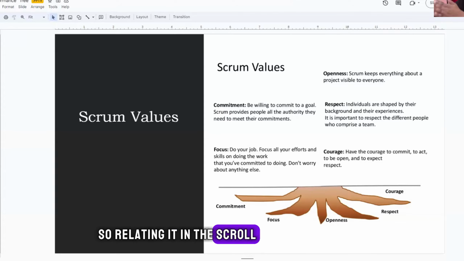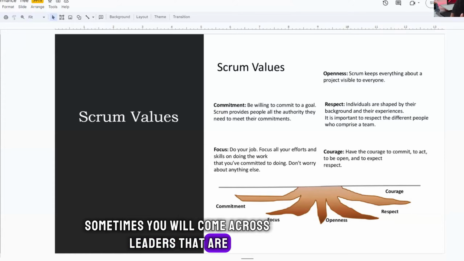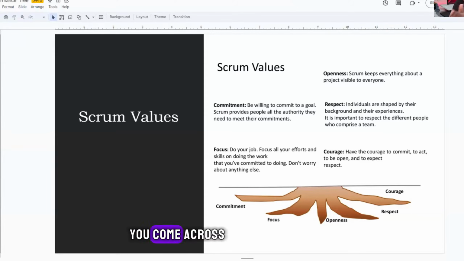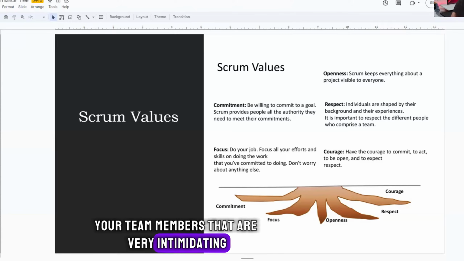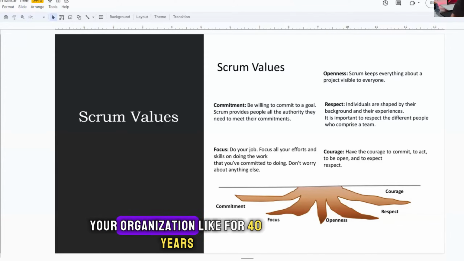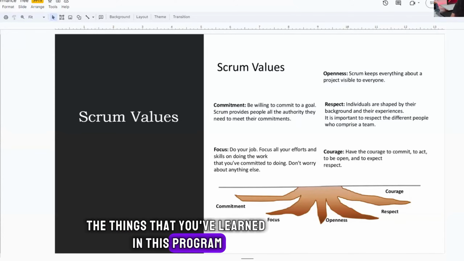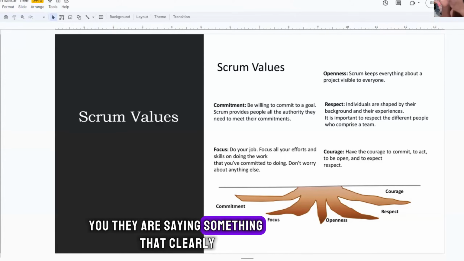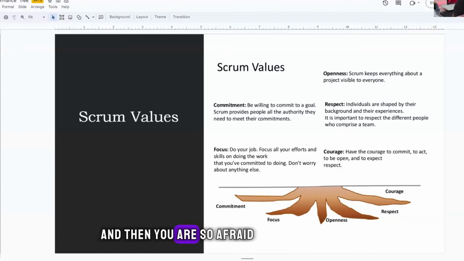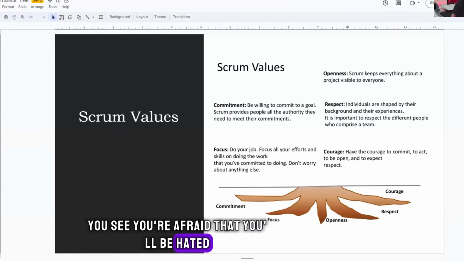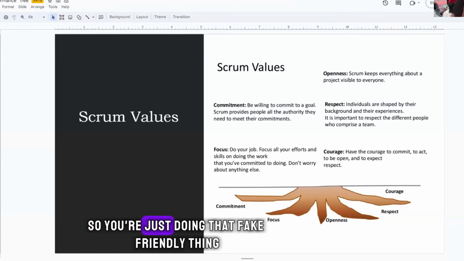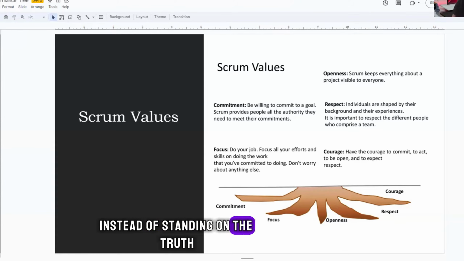So relating it to Scrum, in the real space, sometimes you will come across leaders that are very intimidating. You will come across team members that are very intimidating. Especially some who have been in the organization for 40 years, and you are just a new Scrum Master. All the things that you've learned in this program, they are saying something that clearly you know is not supposed to be so. And then you are so afraid to say the right thing because you don't want to come across as, okay, who are you? You're afraid that you'll be hated. You want to be loved. So you're just doing that fake friendly thing instead of standing on the truth.